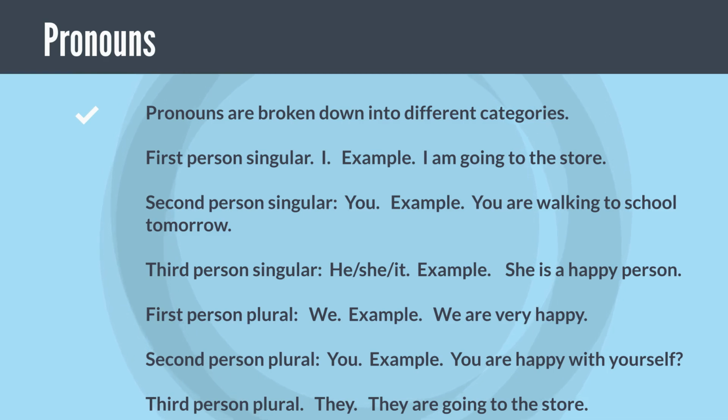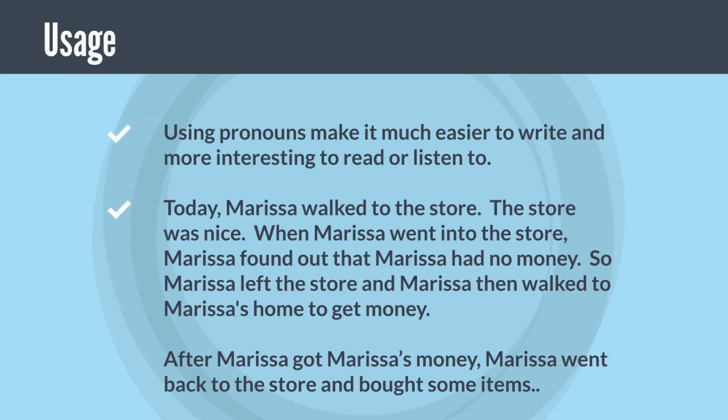First person plural, we. Example: We are very happy. Second person plural, you. Example: You are happy with yourself? Third person plural, they. Example: They are going to the store. Using pronouns makes it much easier to write and more interesting to read or listen to.